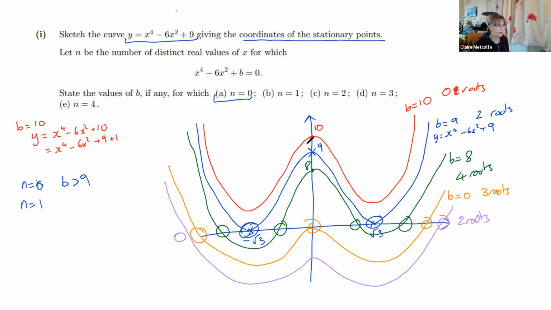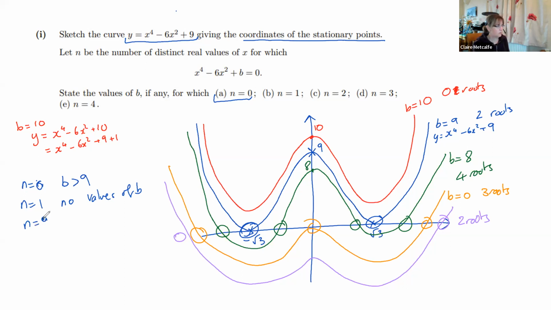When n equals 1, I don't think there's any case where I can just get 1 root. I go from 0 roots to 2 roots to 4 roots to 3 roots for just one value of b, back to 2 roots. So for n equals 1, there are no values of b.